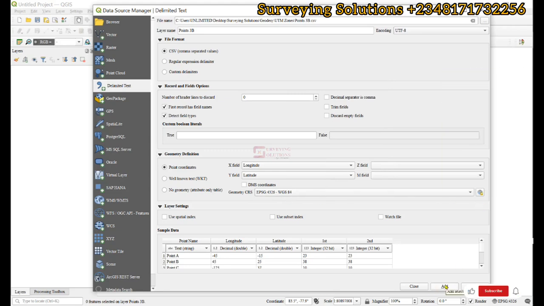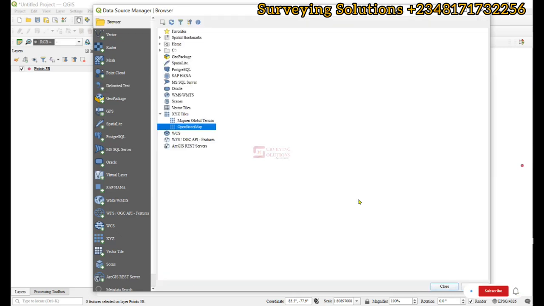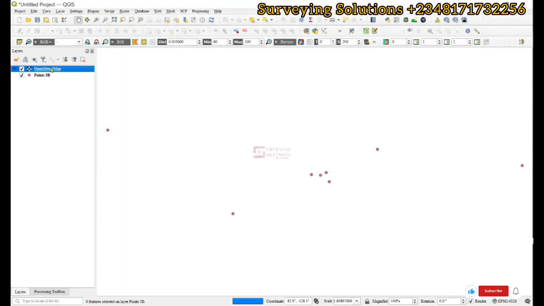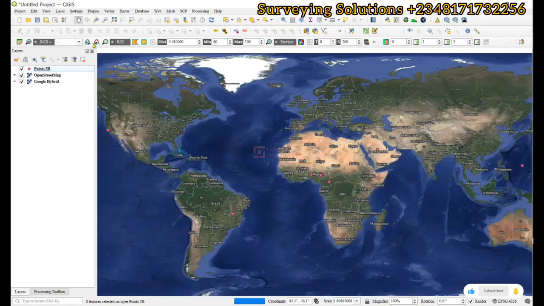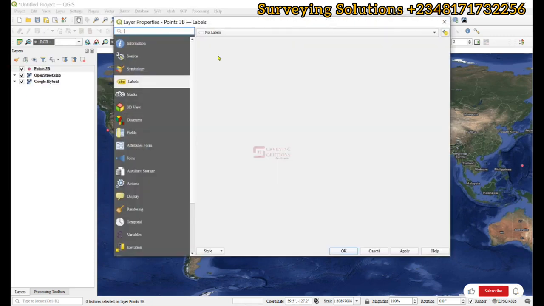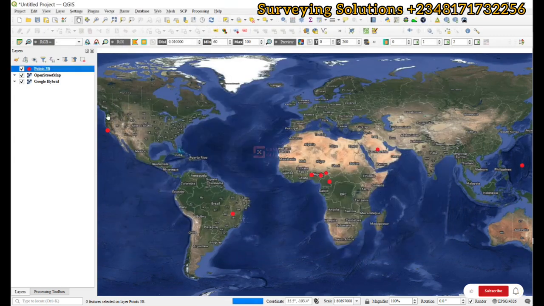So we add. The next thing we also want to add is the OSM base map. Double click on that to add it. We'll need it very soon. We can also add the Google hybrid, right? Good. So we have our points here. Let's change the symbology. Good. So you can see our points are reddish. The next step is for us to load the file that contains the UTM zones.